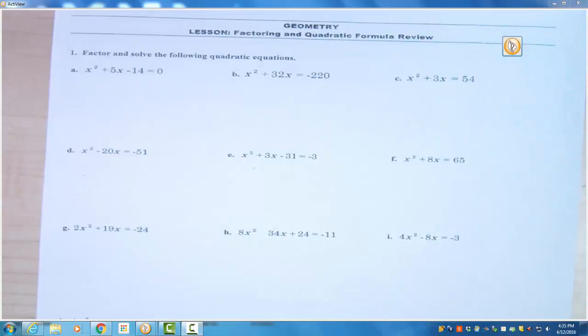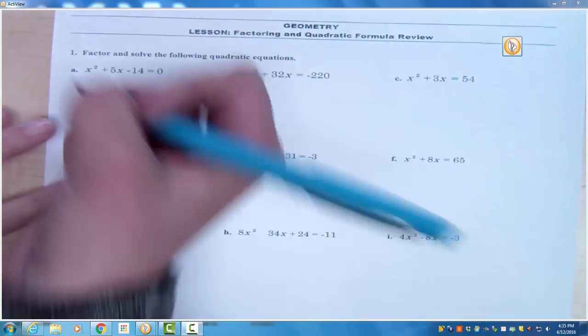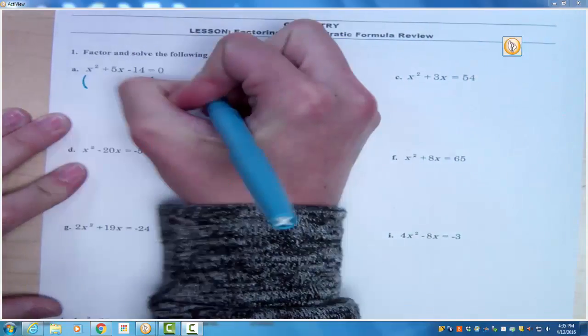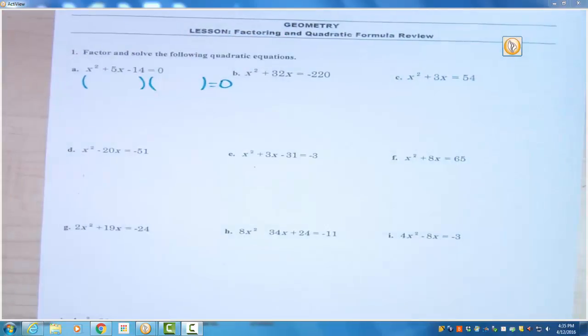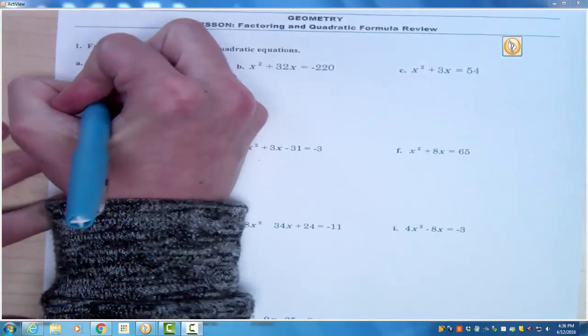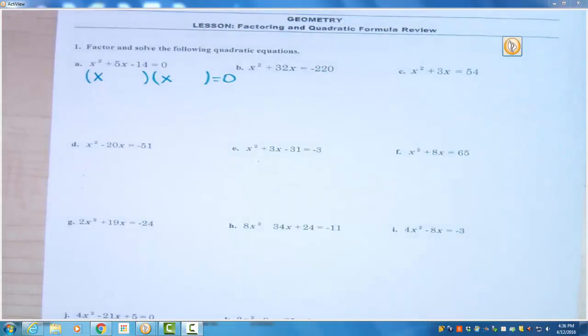So if I just start with this first one, x squared plus 5x minus 14 equals 0. We always have to have that they equal 0. So make sure if it doesn't look like that, you somehow change it, adding or subtracting to get it to look like it equals 0. So now that I have that, I'm going to put my parentheses. One set of parentheses times the other set of parentheses equals 0. And I know that since I have x squared, I'm going to multiply two x's in order to get there. So that takes care of that first term, x squared.